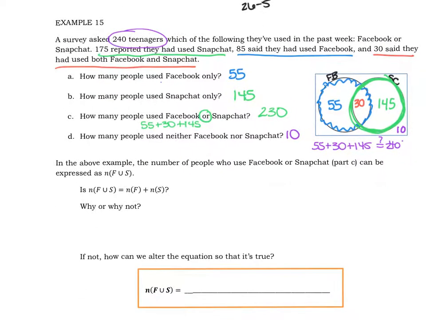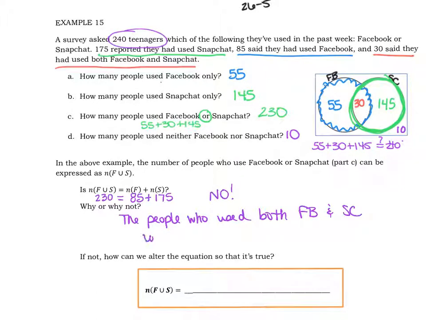So when you think about that, we could not just simply take the number of people in the union, that's part C, this 230. Is that equal to the number of people who liked Facebook, the 85, plus the number of people that said they use Snapchat, the 175? Is that a true statement? Okay, no, you'll find out that's absolutely not true. Why is it not true? Because there's people that are being counted twice. So the people who used both Facebook and Snapchat were counted more than once.